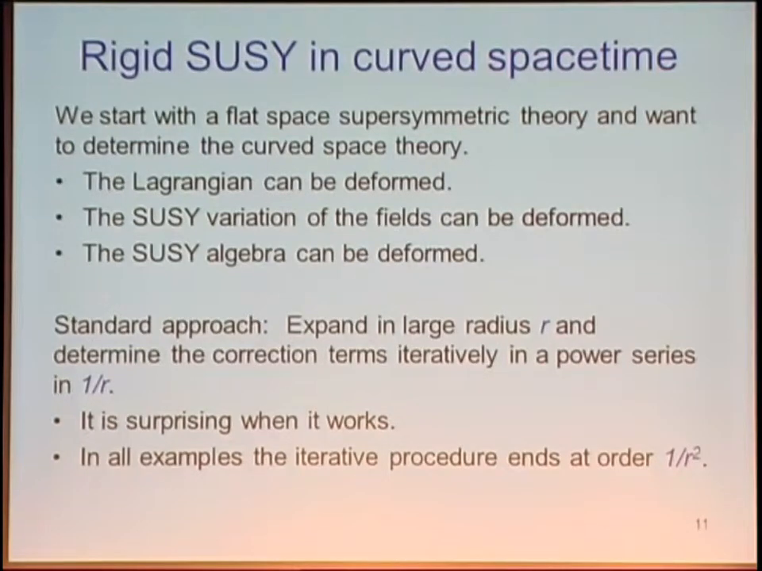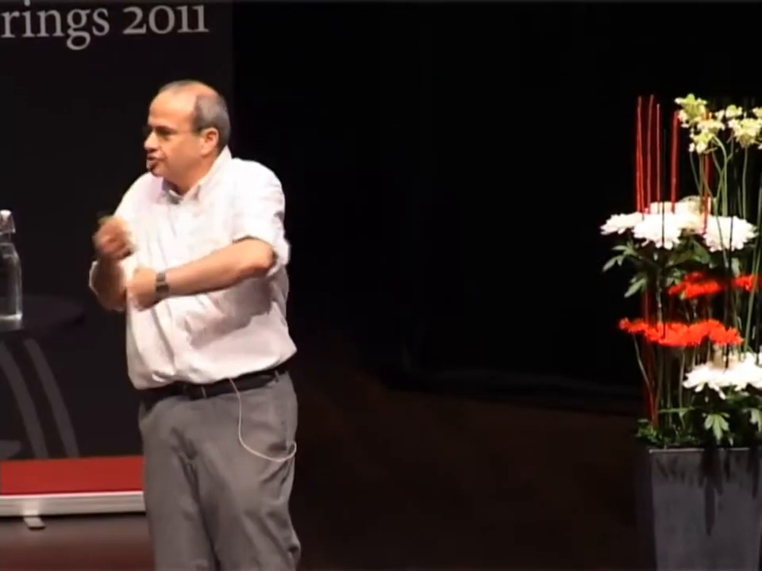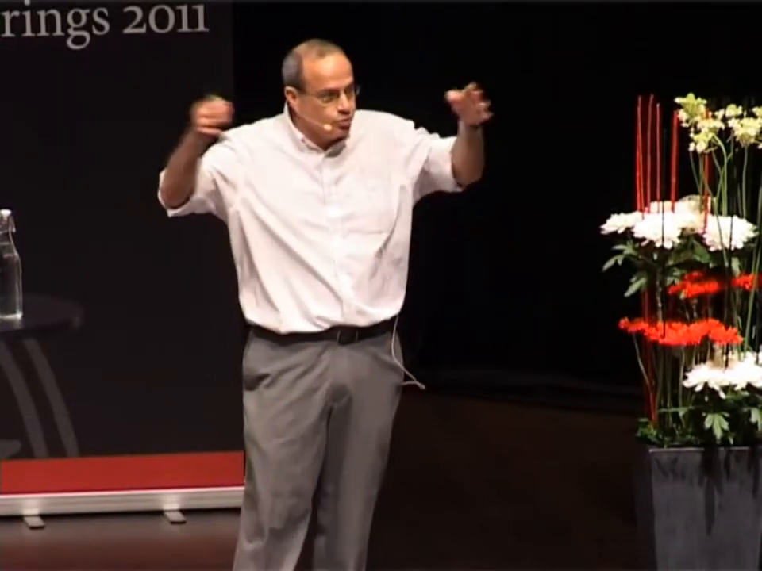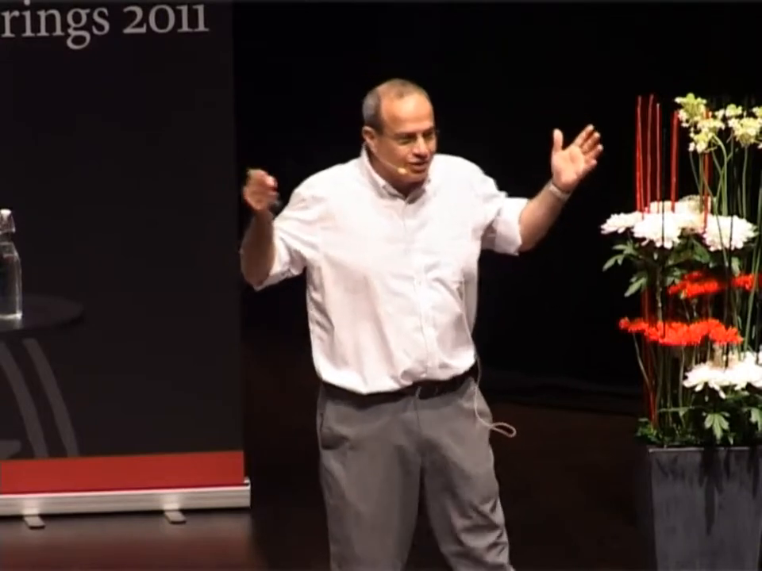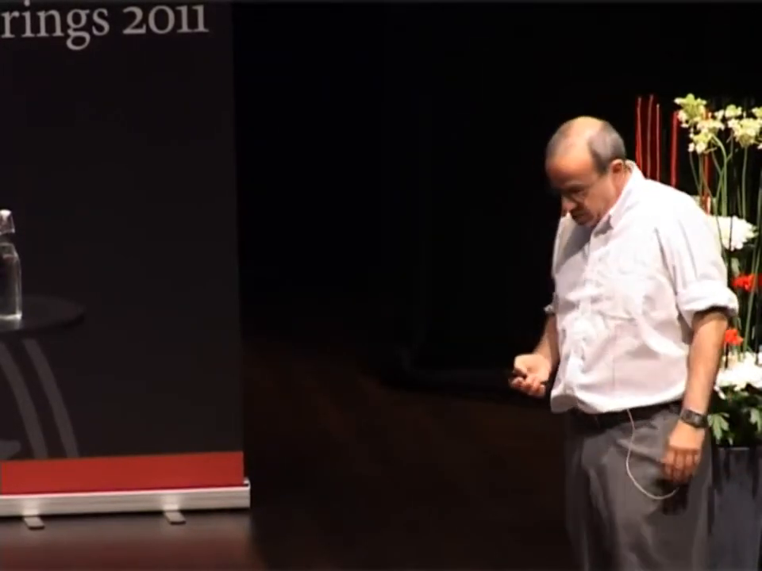We have this iterative procedure. We find terms at order 1 over r. Things look better, but the algebra doesn't close, et cetera. We add terms of order 1 over r squared, r being the radius that we expand in. And then it stops. At order 1 over r squared, we find a nice Lagrangian which works, and we can ask ourselves, why did this happen?